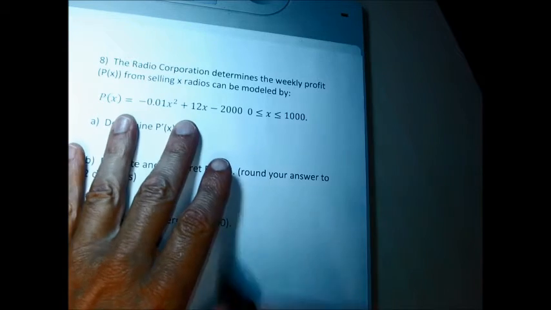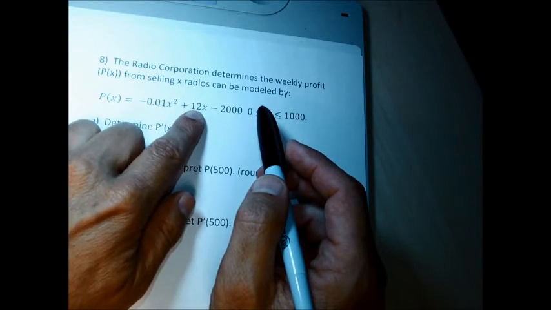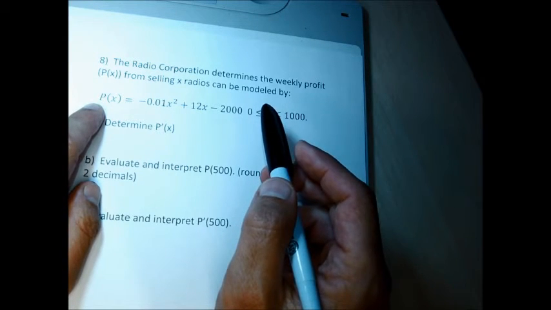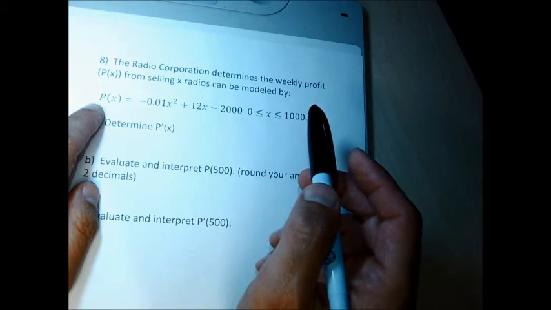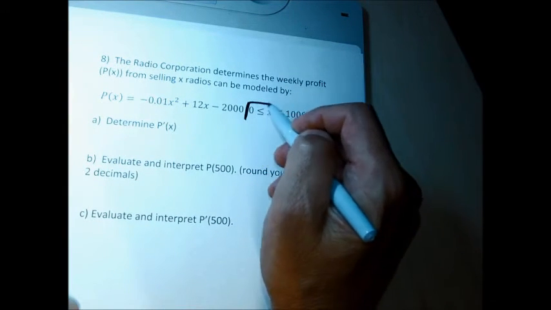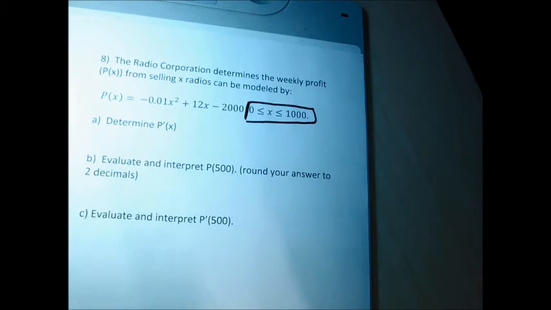And it gives me a function. The X stands for the number of radios that are sold, and P means profit. So that's how much money they're going to make. Not the cost of producing, but how much profit they're going to make when they sell that many radios. And this little parenthetical comment says this function can be used to model the profit from selling 0 to 1,000 radios, but once we go over 1,000 radios, this function wouldn't be appropriate. It might not give quite the right number.